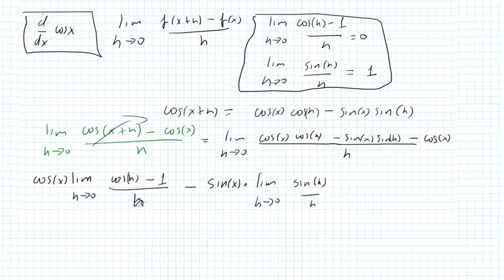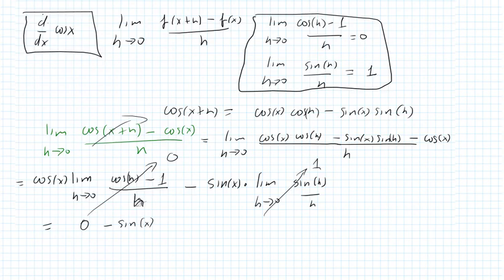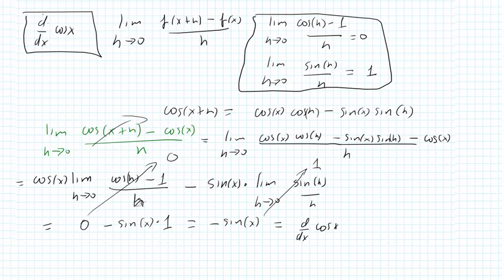Okay, so now from the beginning, we know this limit approaches 0, and this limit approaches 1. So it turns out that cos x times 0 is 0, and then we have minus sine x, and because the limit is 1, we multiply it by 1. So the final answer is that the derivative of cos x is equal to negative sine x. So that would be our final result.